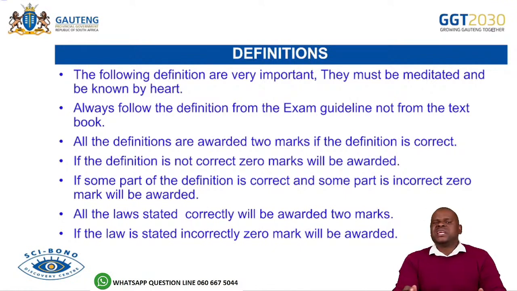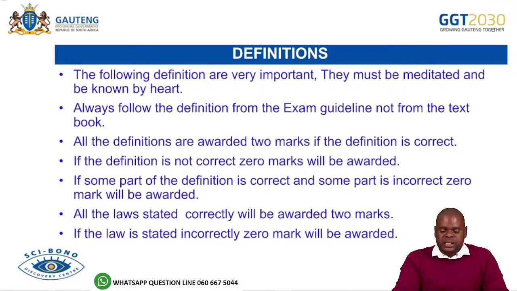There is no way that we can give you 1 because one part is correct and the other part is incorrect. All the laws stated correctly will be awarded 2 marks. We have definitions and we have laws. We define and we state the laws. And then we say now, if you state the law correctly according to the exam guideline, you will get that 2 marks. And then if the law is stated incorrectly, then you will get what? 0. There is no 1 mark also even in the laws.